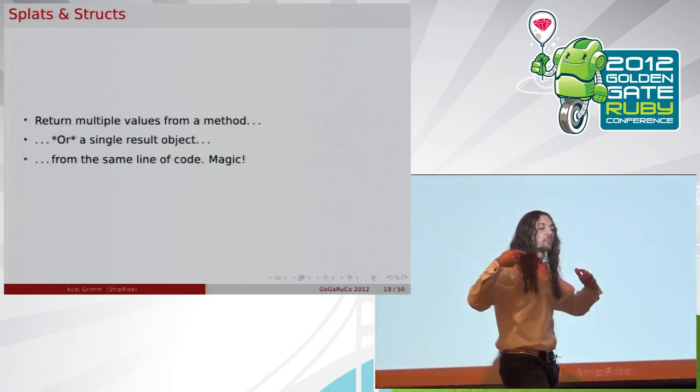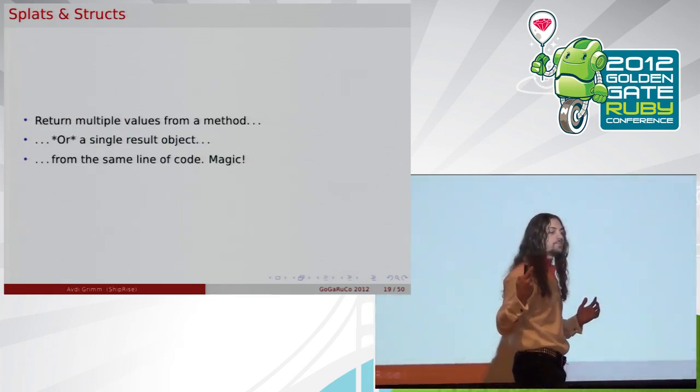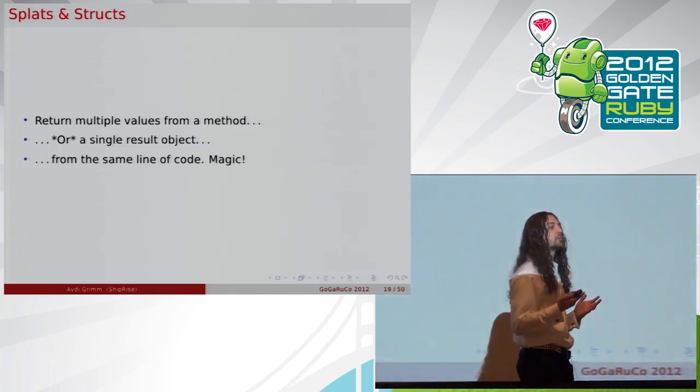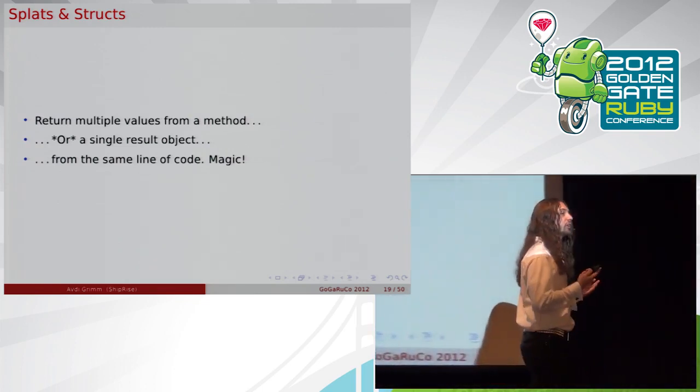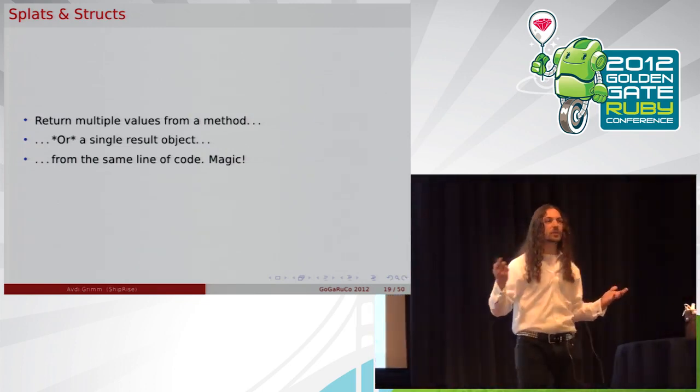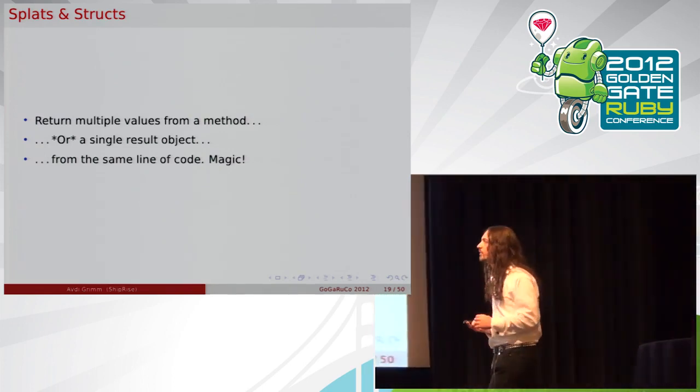So this gives us a way to have multiple return values from a method or a single result object from the same line of code. Magic. This makes me happy. This is awesome.